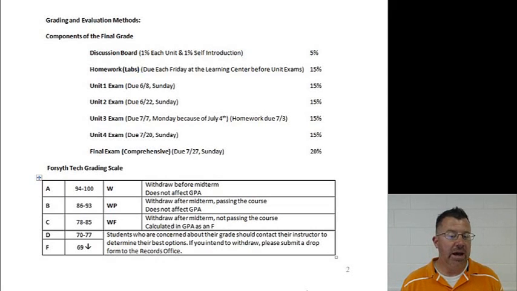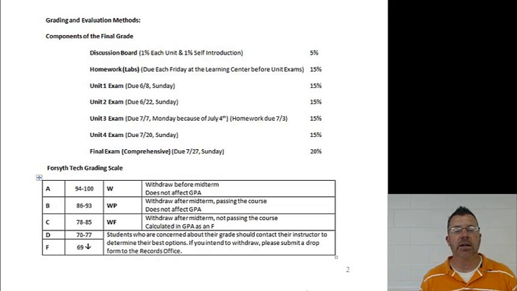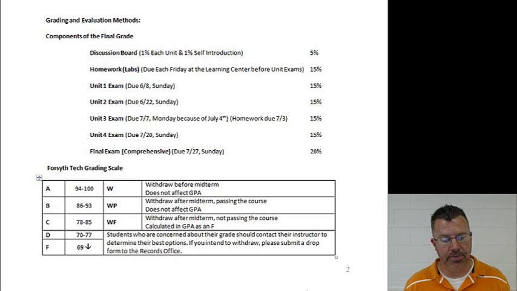If you withdraw after the midterm and you're not passing the course, you're going to receive a withdrawal failing, or WF, and it's going to be calculated in your GPA as an F. Students who are concerned about their grades should contact me, their instructor, to determine your best options. If you need to withdraw, please submit a drop form to the records office.